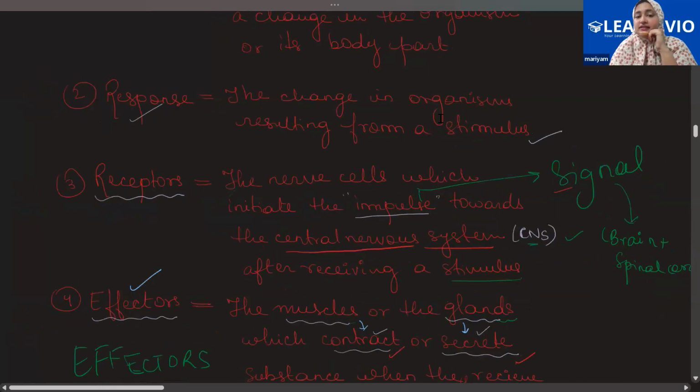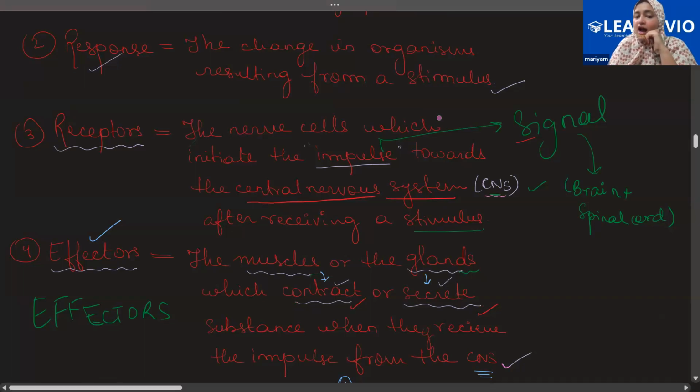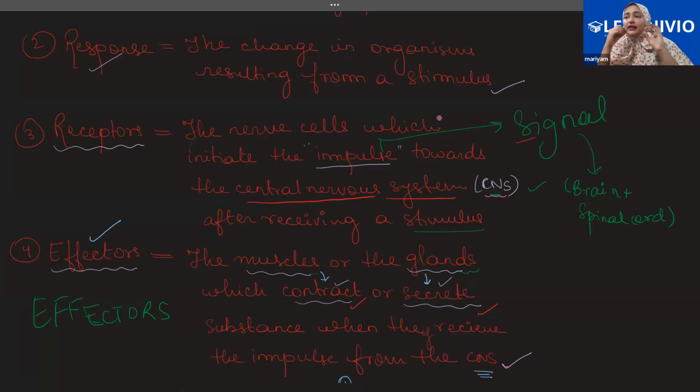Now, the next thing is receptors. Receptors are those nerve cells which initiate an impulse, meaning the signal, towards the central nervous system, that is CNS, after receiving a stimulus. When I gave a pat on your back, that signal, that impulse, was received first of all by the receptors and then it was sent to your brain. Then quickly your brain comprehended that someone is patting on your back, so that you have to produce a response. If I add my voice along with the pat, then your brain will understand it better.